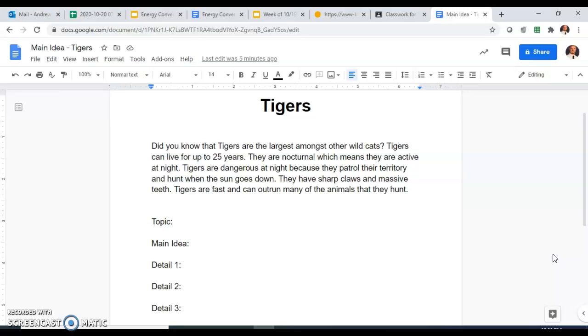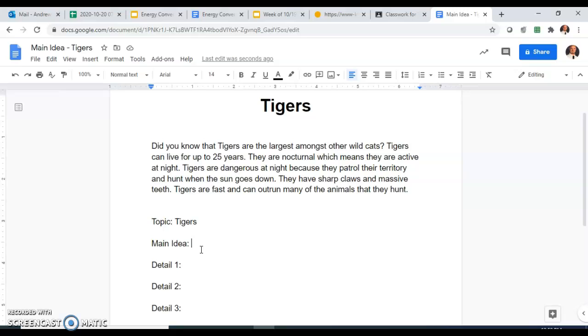Okay, so when I'm answering a main idea question about a text like this, I'm going to start by identifying the topic. And the topic is broad, it's general, it's pretty much 1 or 2 words that describes what this whole thing is about. So I think it's safe to say this text is about tigers. The topic is tigers. Now that that's taken care of, I can move on to start thinking about the main idea.